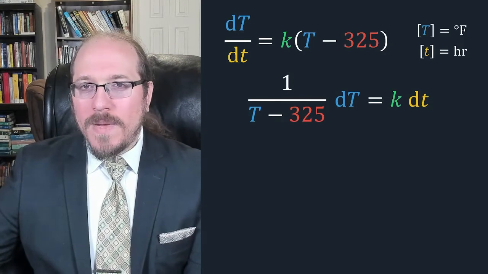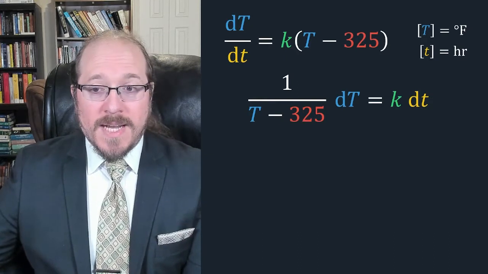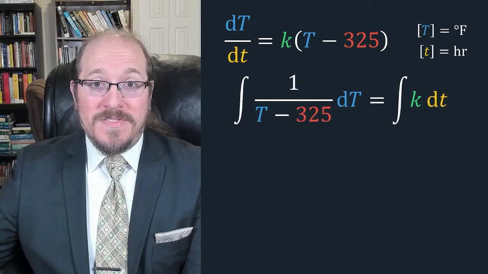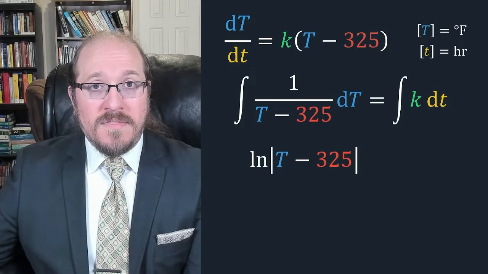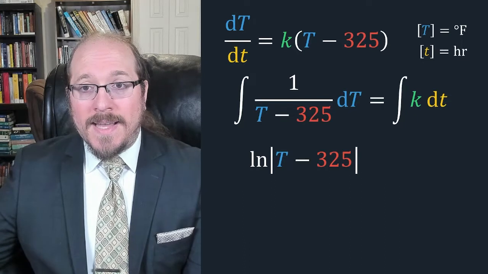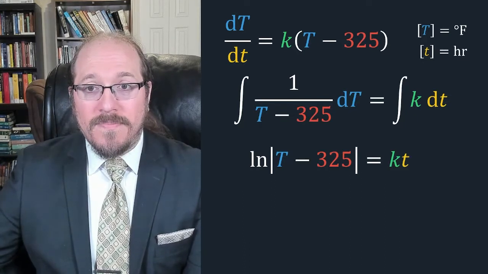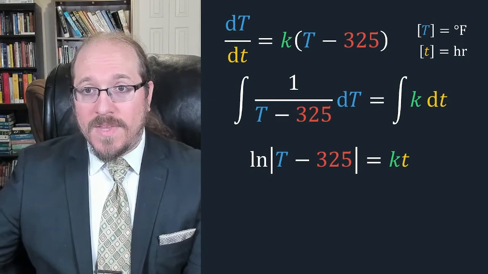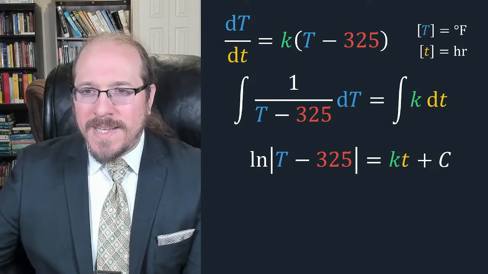Now, how do we undo a differential, which is just a derivative times an extra d something? Well, we look for an antiderivative. An antiderivative of the left side would be natural log of absolute value, big T minus 325, and an antiderivative of the right side would be k times little t. But remember, each of these could have an extra constant added on, so we'll add plus c to the right side. Wait, why just the right side?